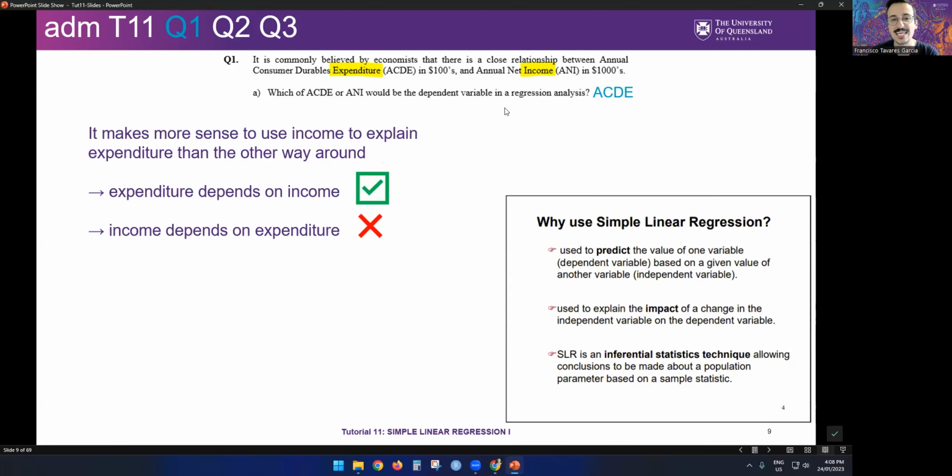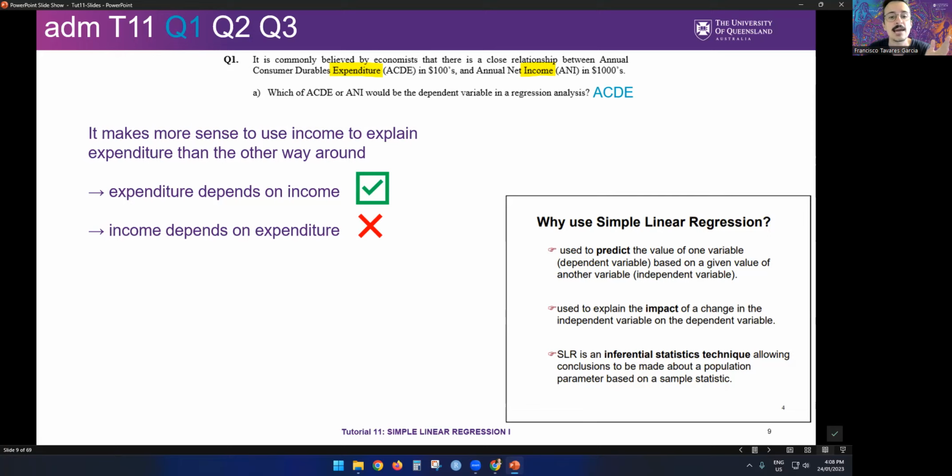It makes more sense to say that the amount you receive, your income, explains how much you spend than the other way around. So if people earn more, they tend to spend more. It makes more sense to say that than to say, oh, when people spend more, they are able to earn more. If you look for causation, probably earning more makes you spend more, or at least it gives you the option of spending more, but spending more does not necessarily give you the option of earning more.